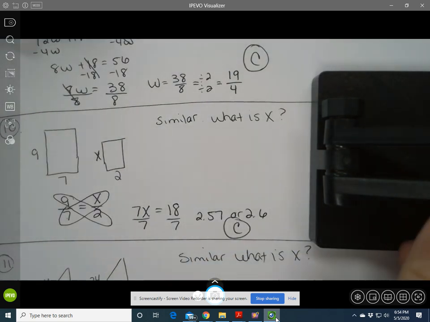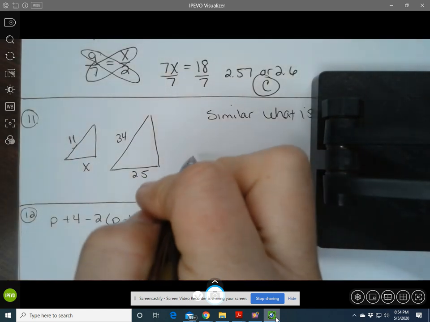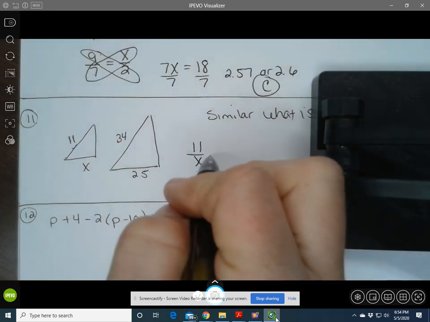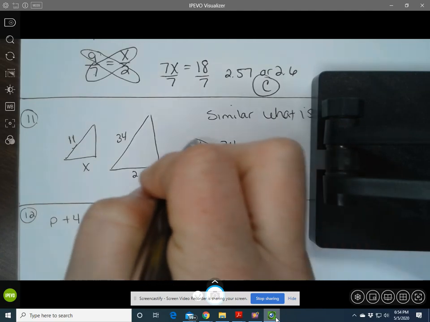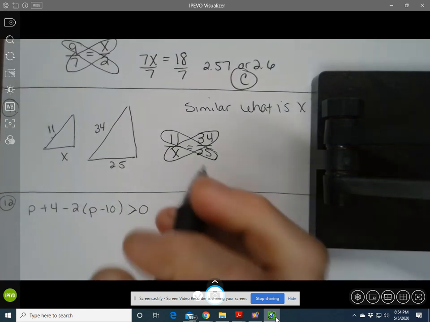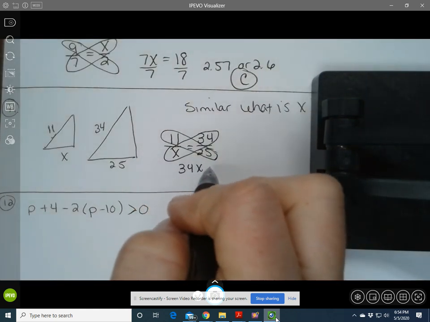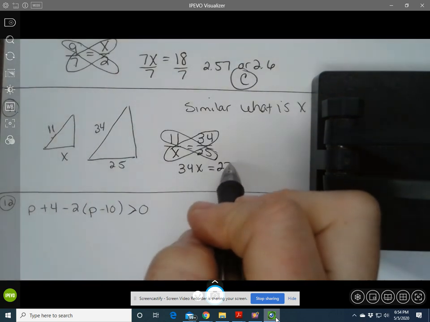You're going to do the same thing with number 11, the triangles. You're going to set these up the same. Make sure that your sides line up. So you have 11 over x is equal to 34 over 25. And do your cross multiplication. So that's going to be 34x is equal to 11 times 25. 11 times 25 is 275.